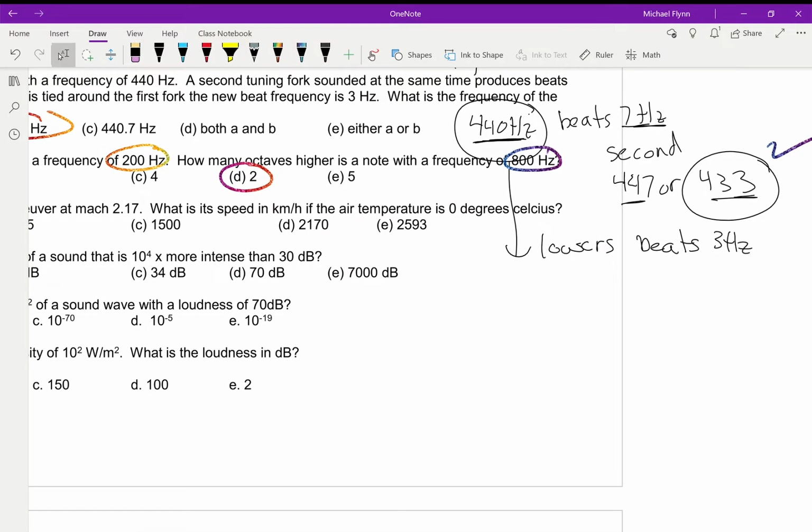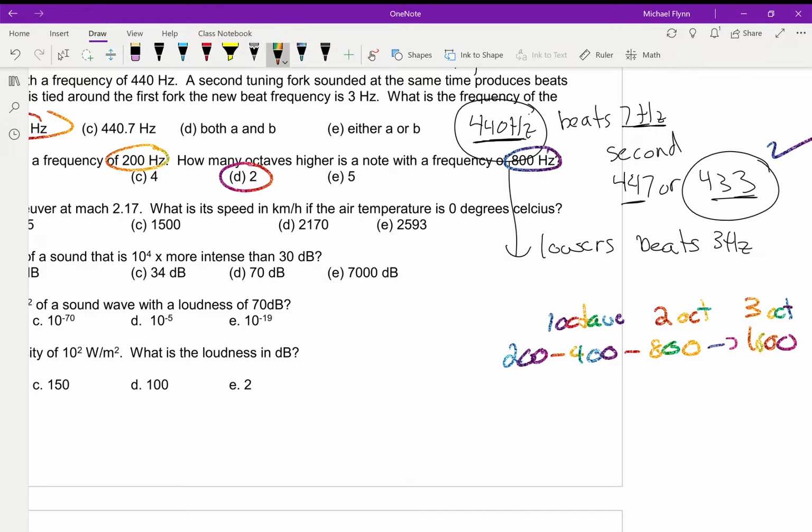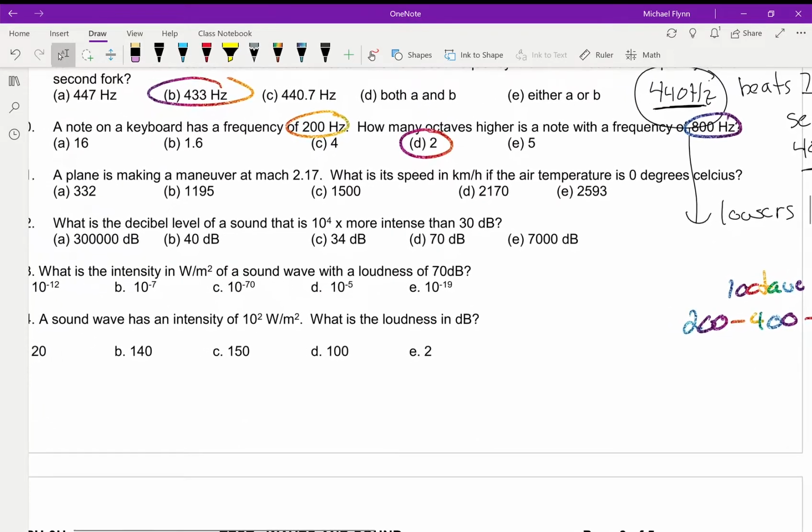If you're trying to understand this question, 200 to 400 would be 1 octave. But then 400 to 800, you double it again. This is 2 octaves. And then 800 to 1600, that would be 3 octaves, right? And so on. Okay, and that's how it works.